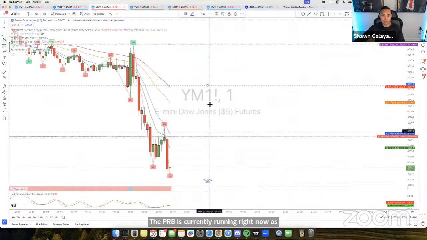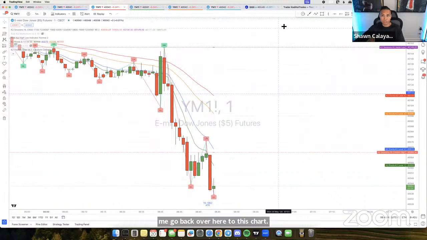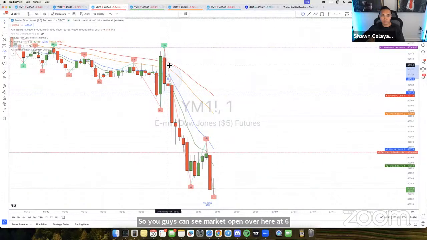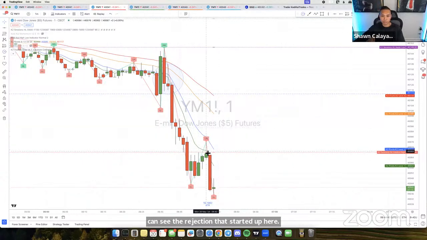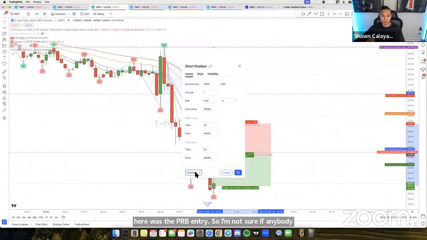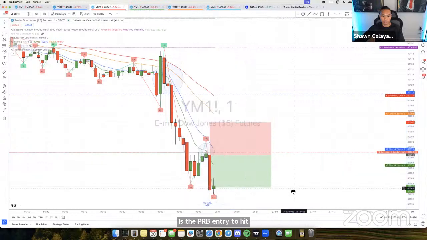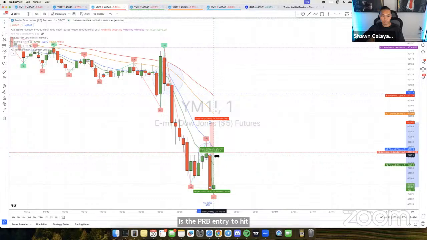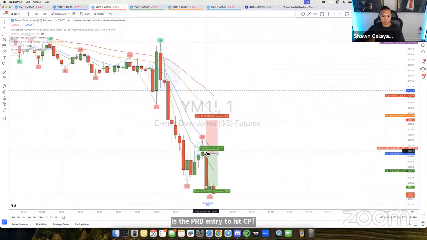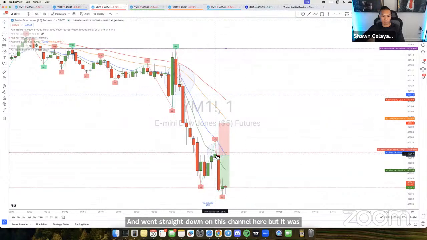So let me go back over here to this chart. You guys can see market open over here at 6:30. You can see the rejection that started up here. Price pulled down, shot back up. This green candle right here was the PRB entry. I'm not sure if anybody decided to take that, but this right here is the PRB entry and it already hit TP. It went straight down on this candle here, but it was right at the session, so it's a little tricky for anybody who's looking to take that PRB, but that was what we were looking for.